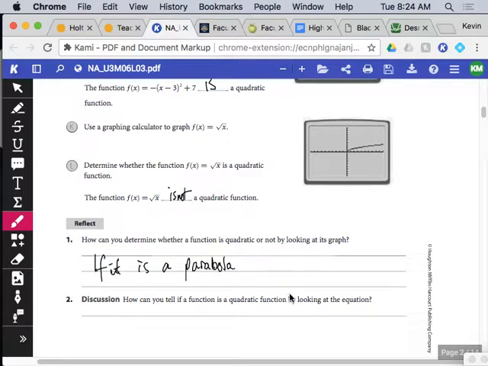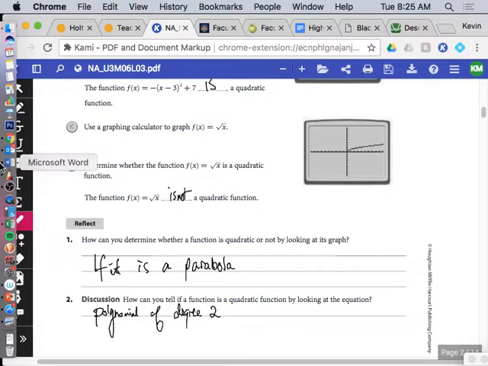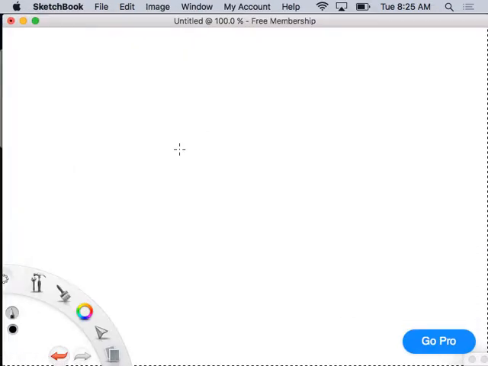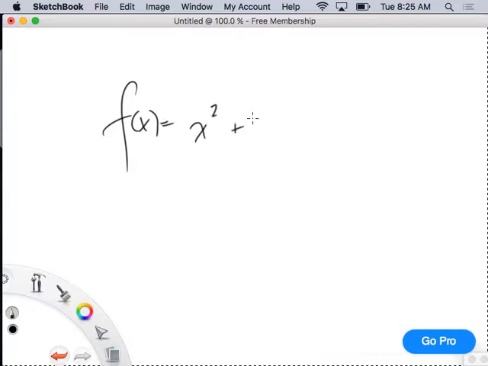Okay. Discussion number 2. How can you tell if a function is a quadratic function by looking at the equation? Yes, sir? Yeah, sure. Yeah, the most accurate way to say it is a polynomial of degree 2. Because there are some instances where that would be the highest exponent. For instance, like this, f of x equals x squared plus 2x to the 1/2.